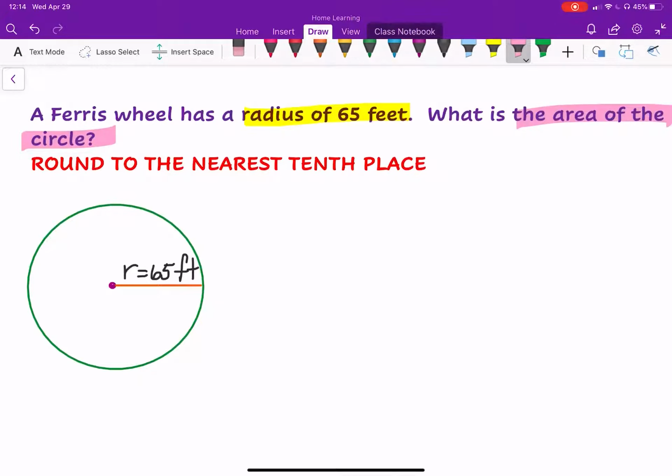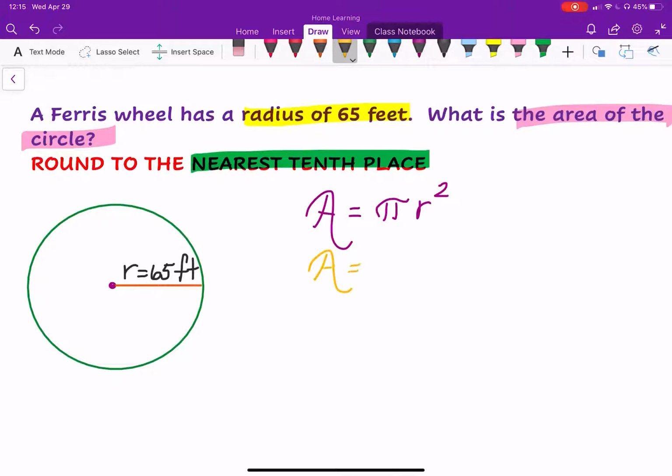Now, important information that we need to know is that we need to round to the nearest tenth. And let's write down the formula for area, which is A equals pi times r squared. We know what the radius is equal to, so let's go ahead and replace r with the value. So again, we have area equals pi times 65 squared.